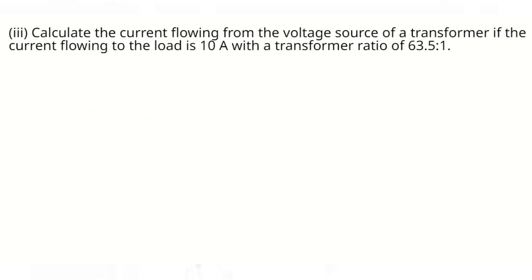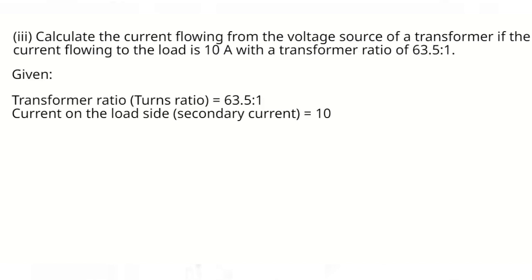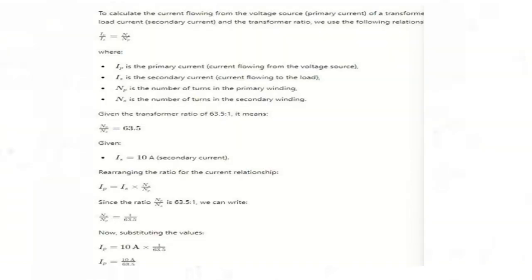Part 3 says that you are to calculate the current flowing through the voltage source of a transformer if the current flowing to the load is 10 amps with a transformer ratio of 63.5 to 1. That's a ratio, meaning that for every 63.5 turns on the primary, you have 1 turn on the secondary. To calculate the current flowing from the voltage source, which is the primary current of a transformer, given the load current, which is the secondary current, and the transformer ratio, we can use the following relationship.